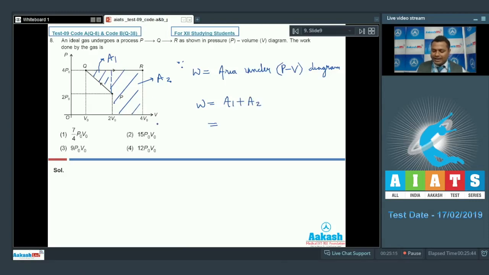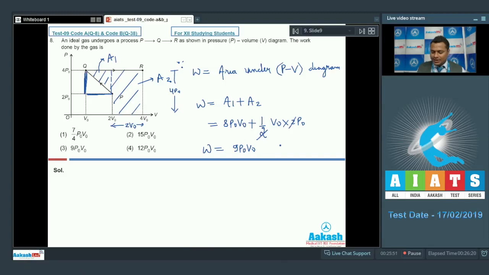Here, how will we calculate the area of the rectangle? The base is 2V naught long. The length is 4 times P naught. So the area equals length into breadth, that is 8 times P naught V naught. Plus the area of the triangle, half of base, this base is V naught, into height, this height is 2P naught. So after solving, we will get the work done by the gas equals 9 times P naught V naught.